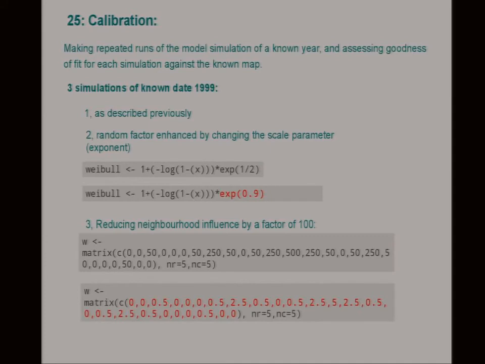So what I've done here is I've done 3 simulations to test it. The first one is the one I've been showing on the slides. In the second one, I've enhanced the randomness by changing the scale parameter here, which is the exponent of this. So instead of having it as a half, I've got 0.9. Then in a third simulation, I've reduced the neighbourhood influence by a factor of 100. So this reduces the power of the neighbourhood with respect to the other variables.